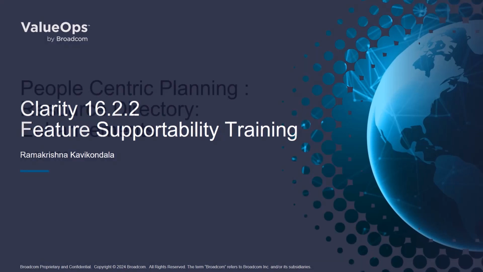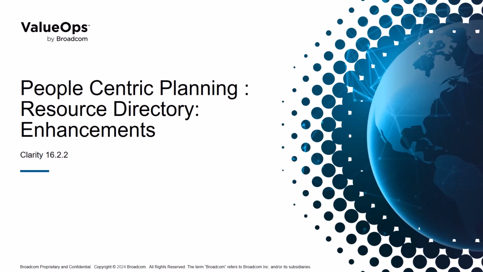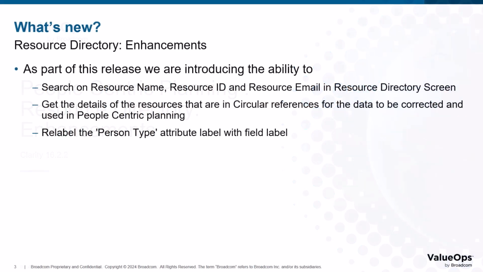I am Ramakrishna. As part of this section, we will be talking about the enhancements to resource directory in people-centric planning. As part of this release, we are introducing the ability to search on resource name, resource ID, or resource email in resource directory screen. We are also introducing the ability to get the details of the resources that are in circular reference for the data to be corrected and used in people-centric planning. We are also introducing the ability to relabel the person type attribute label with field label.